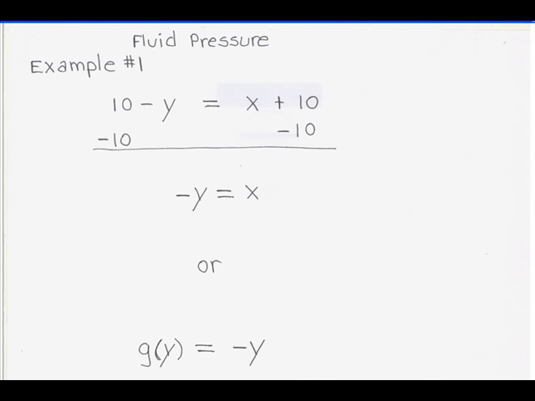Welcome, ladies and gentlemen, to Fluid Pressure Example 1, Part 2. Now, from Part 1, we were trying to find the function for g of y.